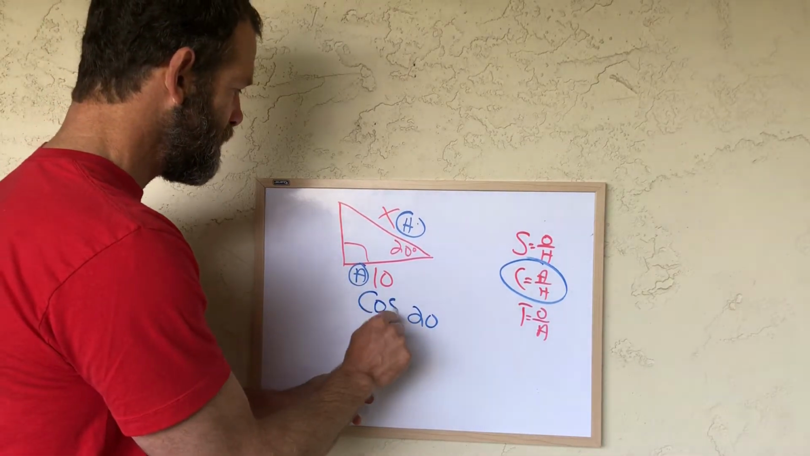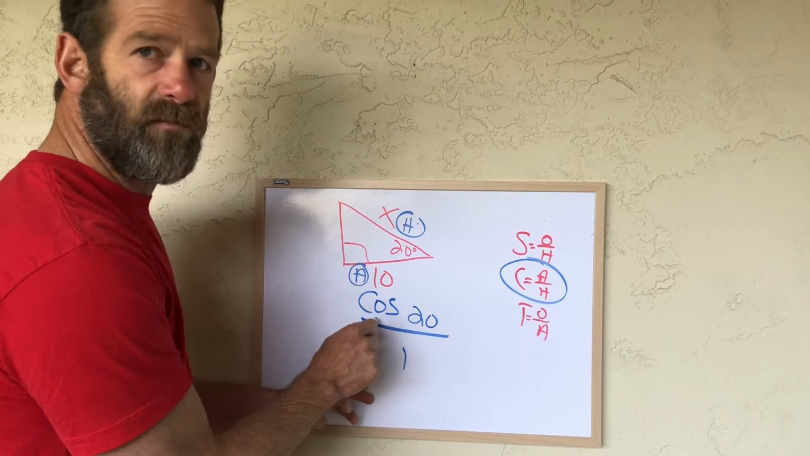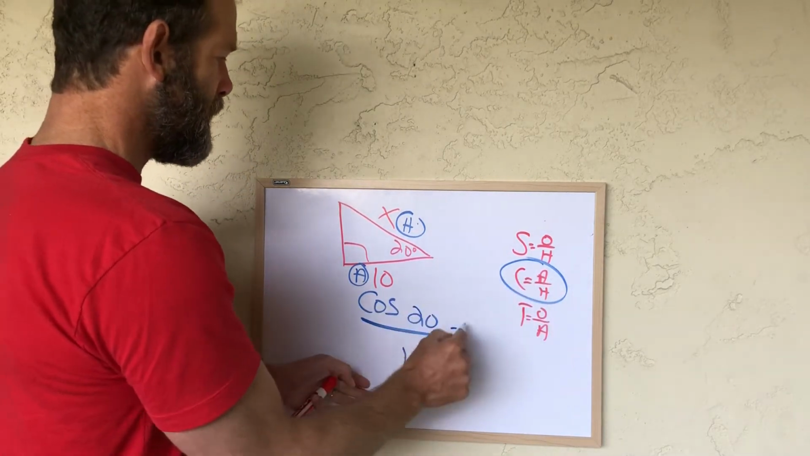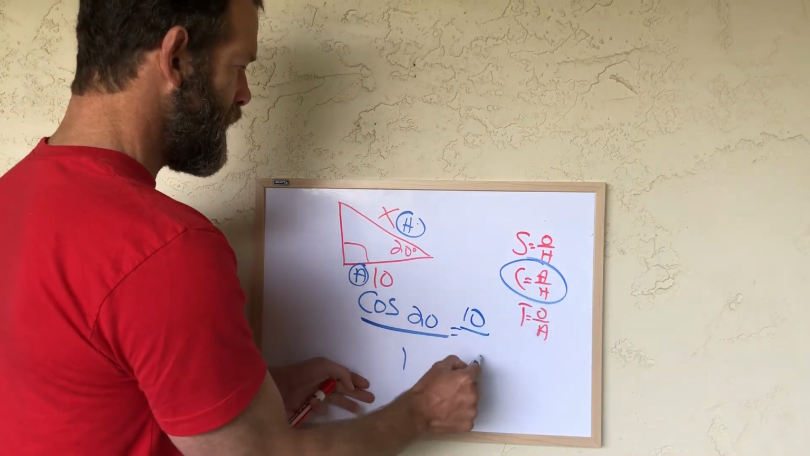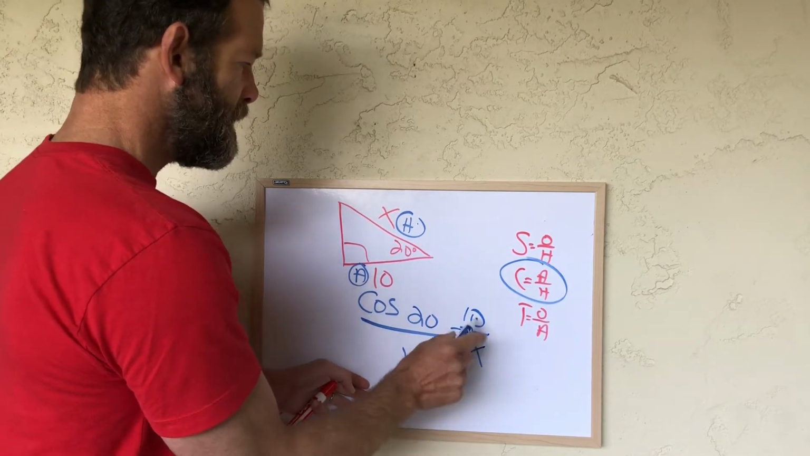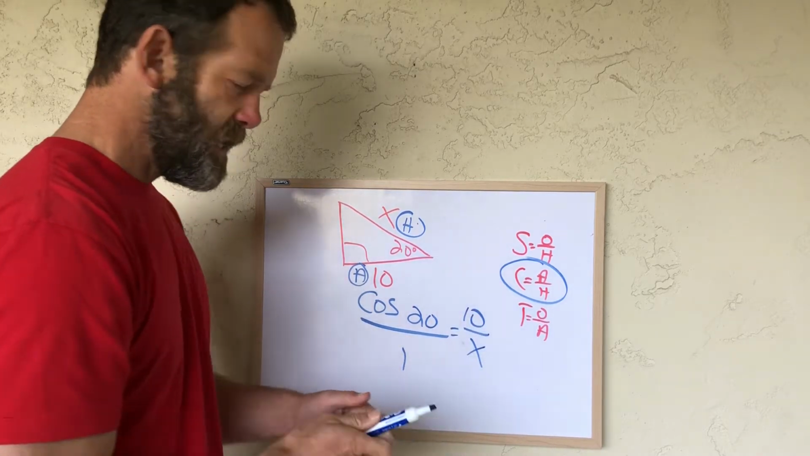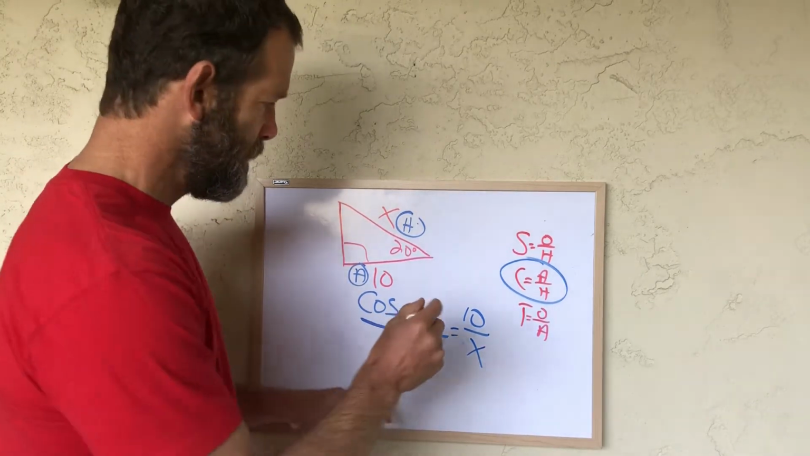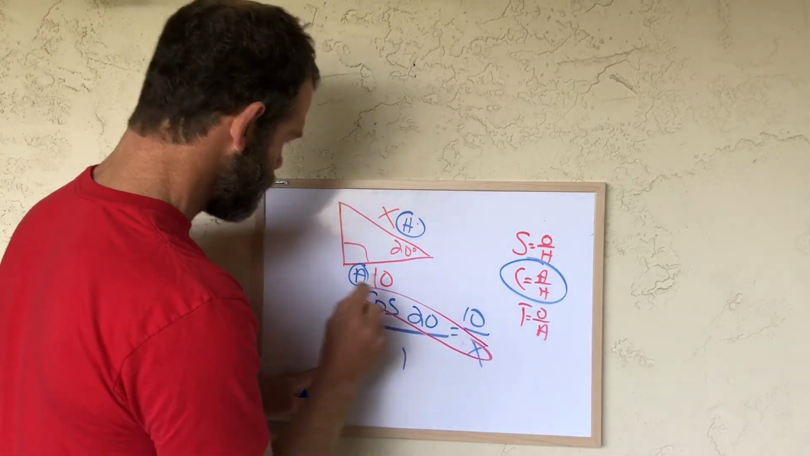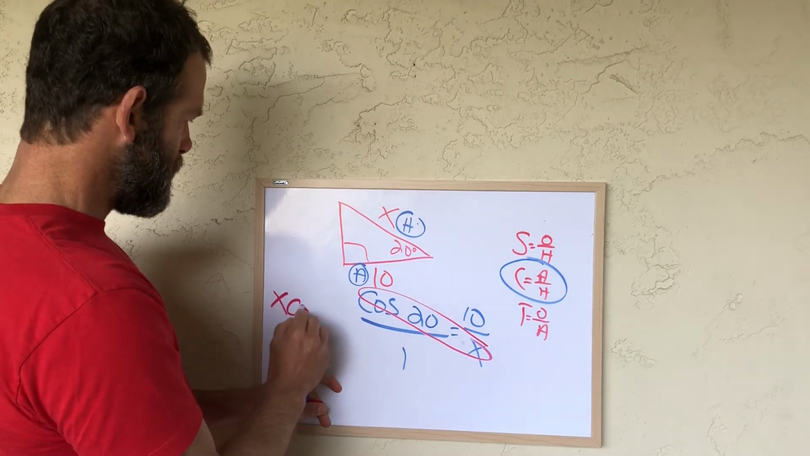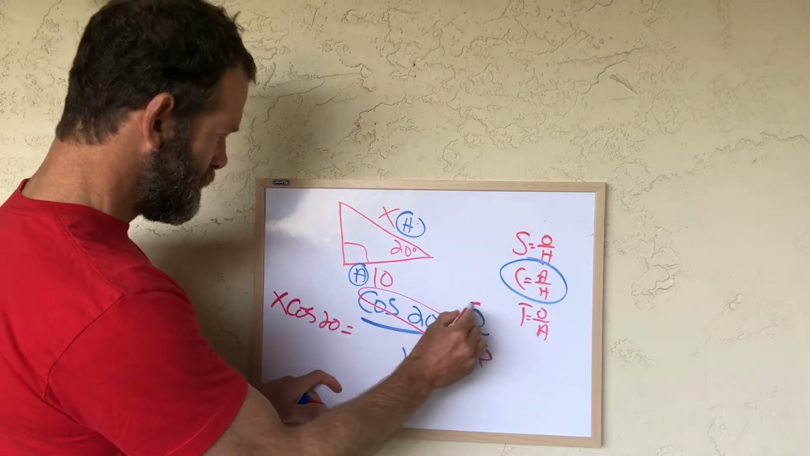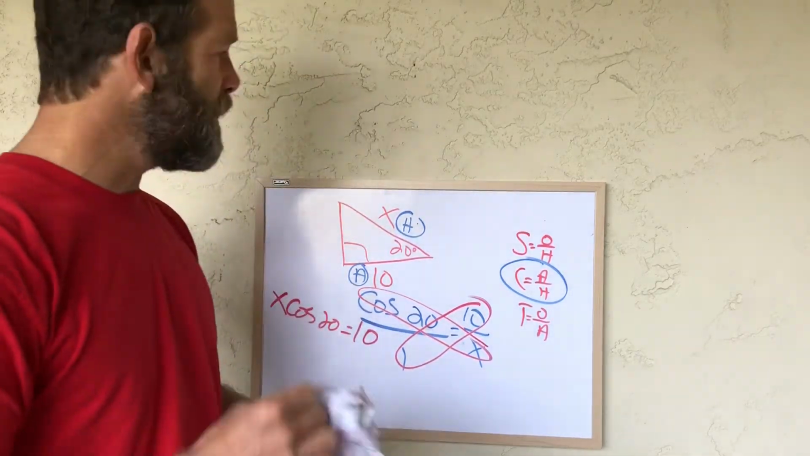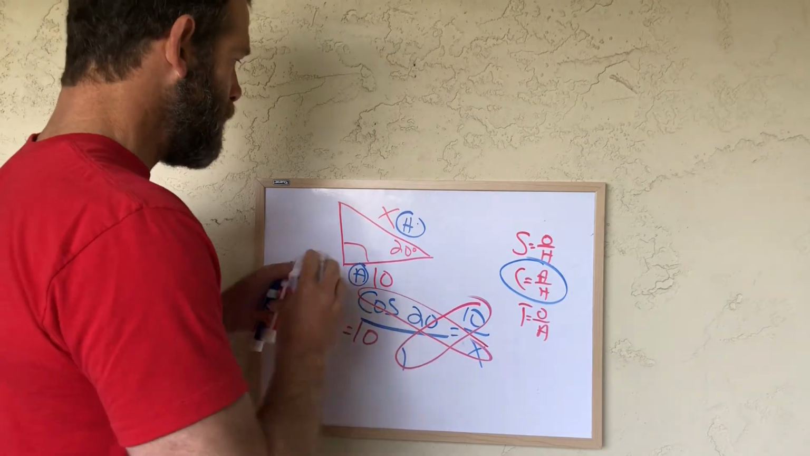It's cosine of angle 20. You always put the trig function next to the angle, equals your adjacent side over your hypotenuse, which is your x. Now, this is just a simple proportion. And remember, proportions, you cross multiply to solve. So x times cosine 20 equals 10 times 1.